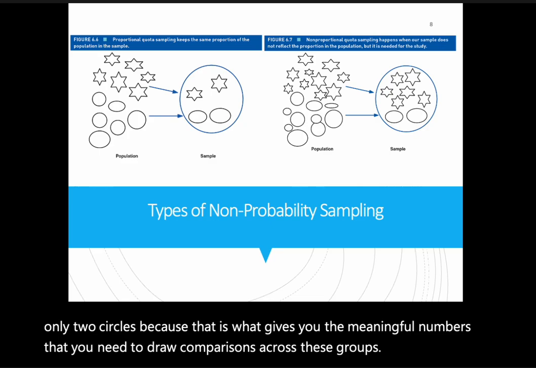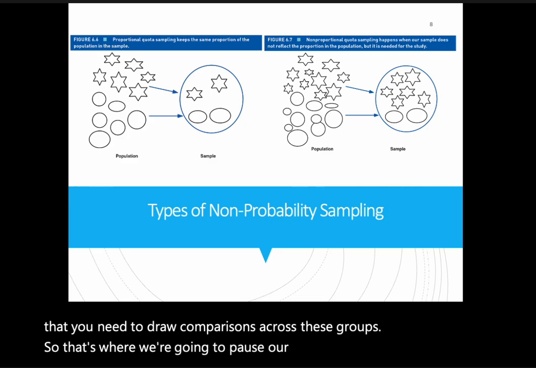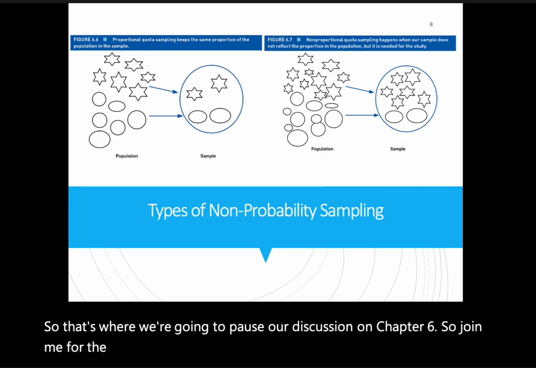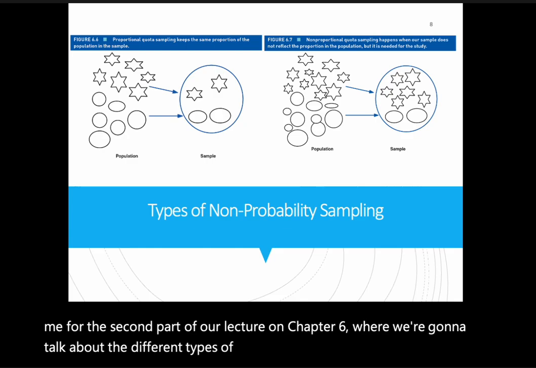So that's where we're going to pause our discussion on chapter 6. Join me for the second part of our lecture on chapter 6, where we're going to talk about the different types of probability sampling. I will see you all in the next lecture.